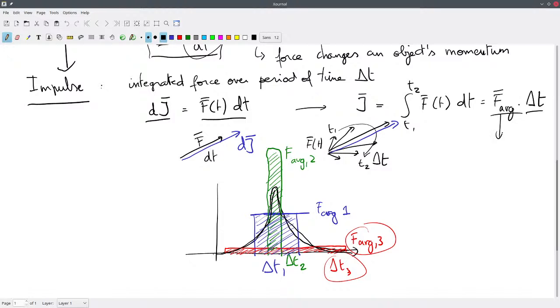So this allows us to average out the details of F as a function of time during the time interval delta t.